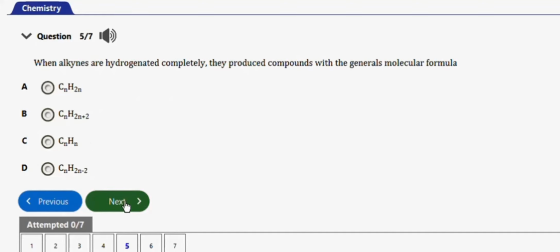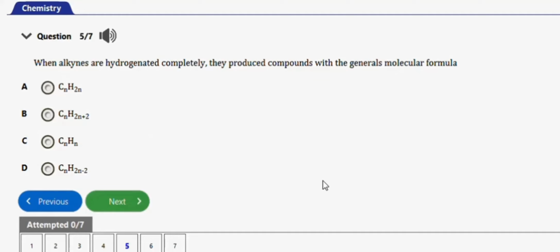Next question will be this one. It says when alkynes are hydrogenated completely, they produce compounds with the general molecular formula. So they are going to have the general molecular formula of alkanes. So when alkynes are hydrogenated completely, they produce alkanes. So the general molecular formula for alkanes is this one in option B. Alright, so that will be the answer to this question.